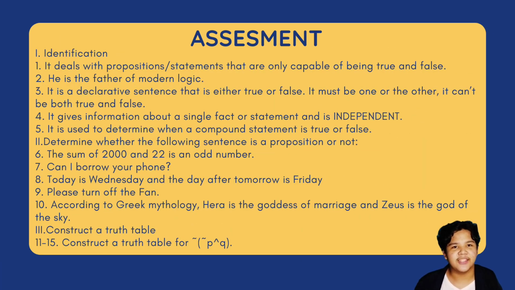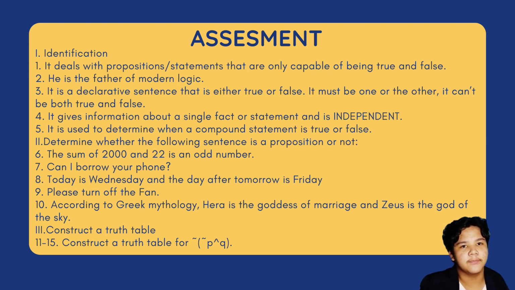First part, identification. Number 1, it deals with propositions, statements that are only capable of being true or false. Number 2, he is the father of modern logic. Number 3, it is a declarative sentence which is either true or false. It must be one or the other and it can't be both at the same time. Number 4, it gives information about a single fact or statement and is independent. Number 5, it is used to determine when a compound statement is true or false.